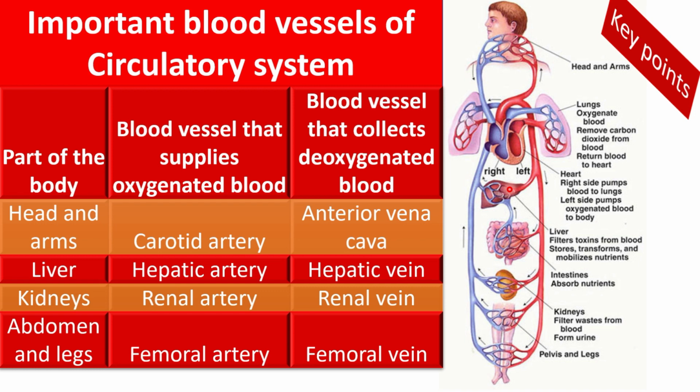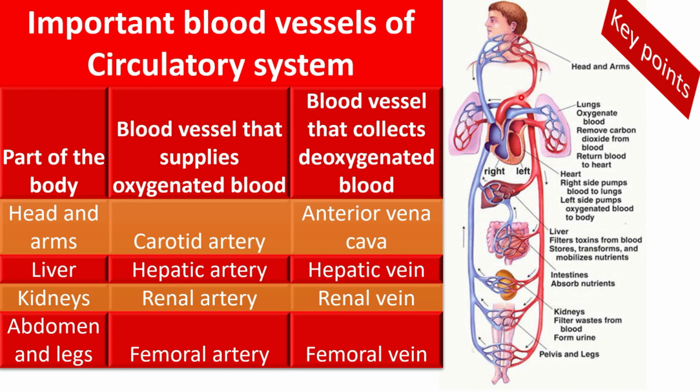Now let us discuss some of the important blood vessels that carry oxygenated blood as well as deoxygenated blood. This is the head region, shoulder, arms, and chest region, abdomen region, and the leg region. So, different parts of the body. We have different organs in different parts, and first you take this head region and arms, the upper part of the body.